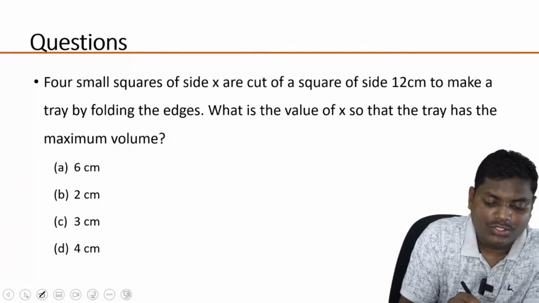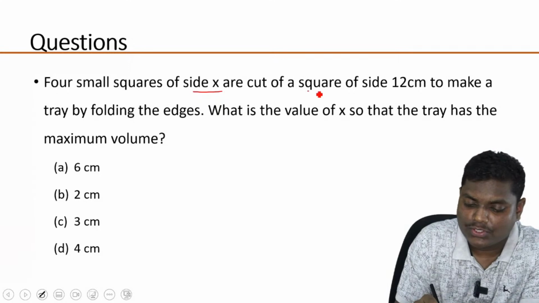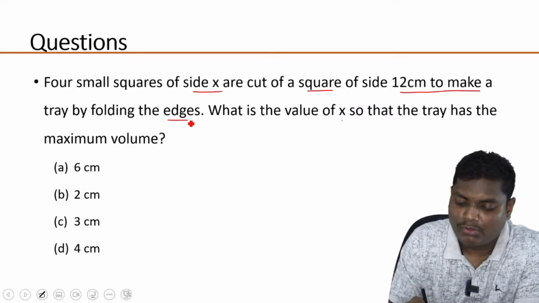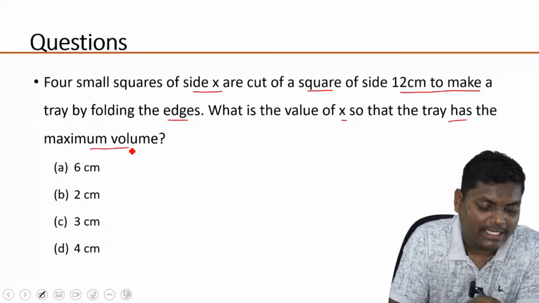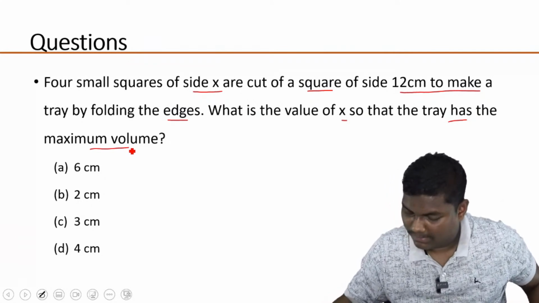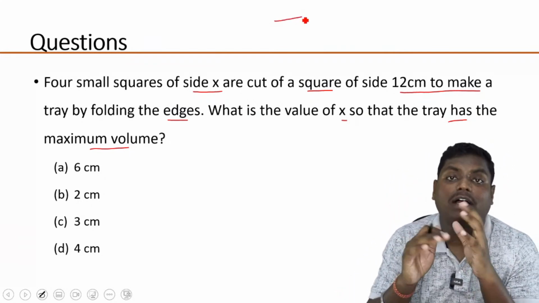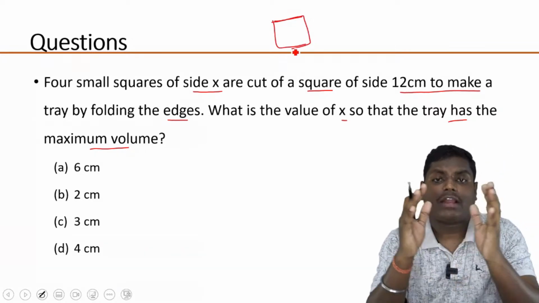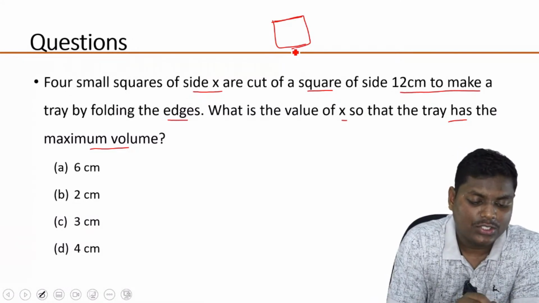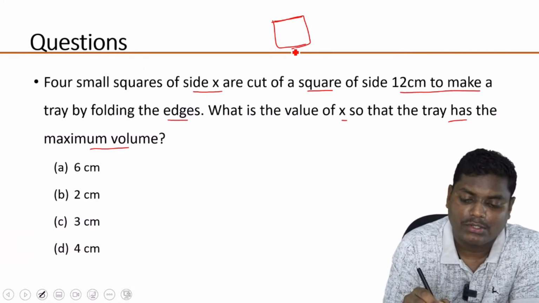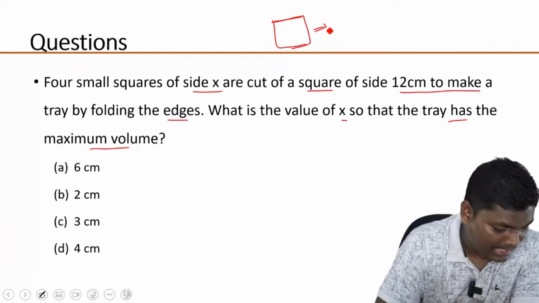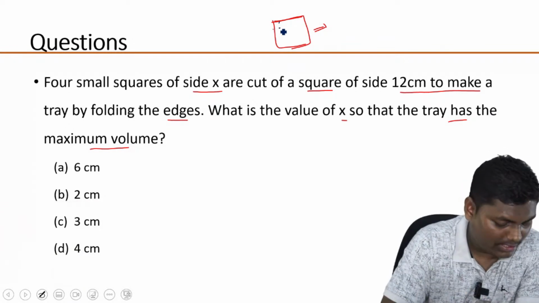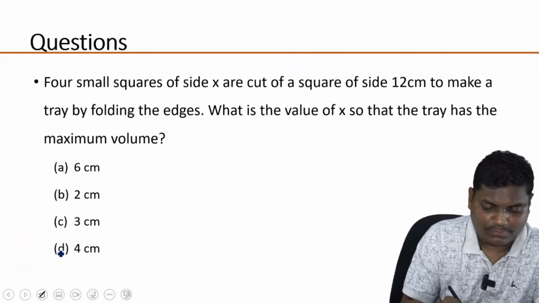4 small squares of side X are cut off a square of side 12 centimeter to make a tray by folding the edges. What is the value of X so that the tray has the maximum volume? I'll give you an example to make you understand. If you have a tray like this, it is saying 4 small squares of side X are cut from the edges for folding. Maybe I'll draw a bigger one just for reference.